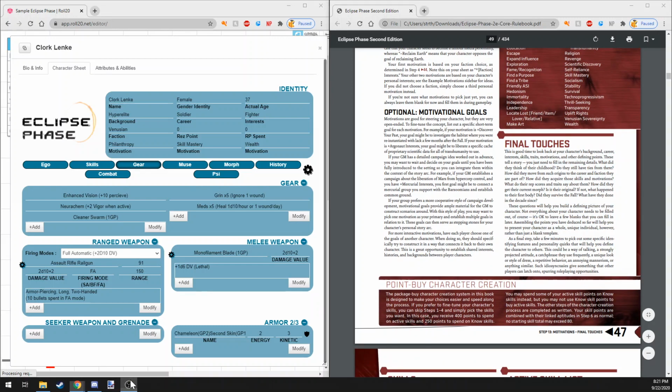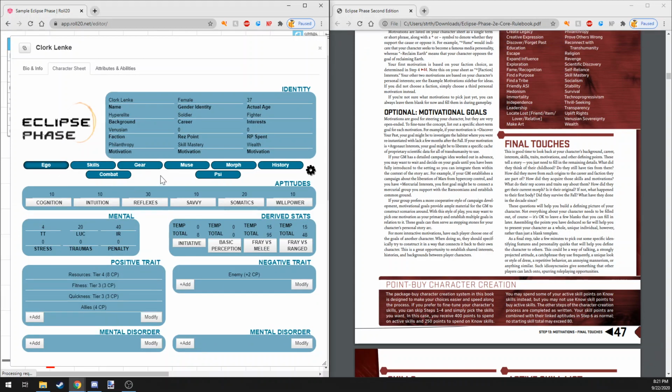So that was my quick tutorial on how to make a character in Eclipse Phase 2nd Edition. I hope that helps, and I hope that you can use this to help you create your own characters.